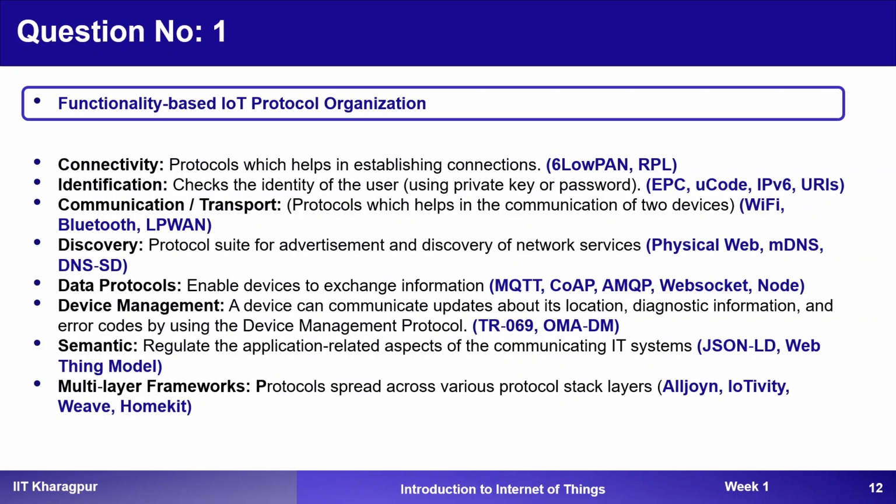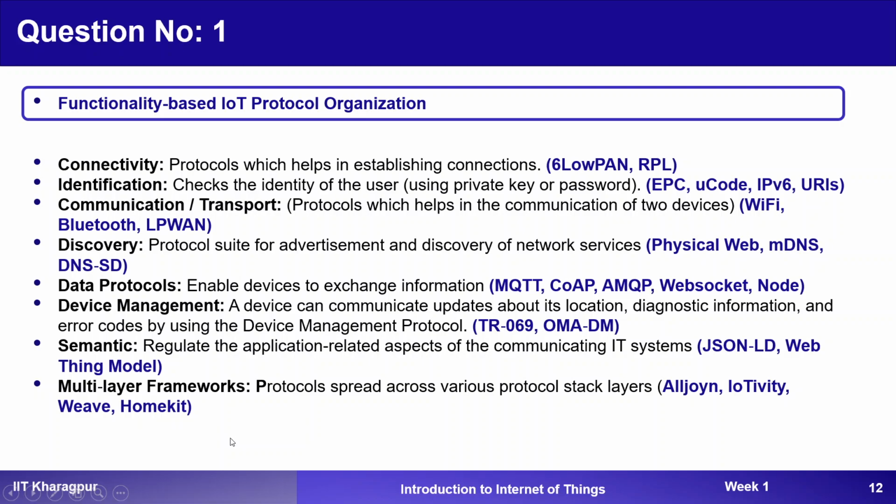Next one is your device management protocol. Device management protocol is responsible for managing the different devices that are present in your IoT network. Next one is semantic protocol. This one is responsible for regulating application related aspects of your communication. Next one is your multi-layer frameworks. So these protocols do not lie in a particular layer. They may lie in different layers. So examples you can read here. AllJoyn, IoTivity, Weave, HomeKit are the examples of multi-layer frameworks.